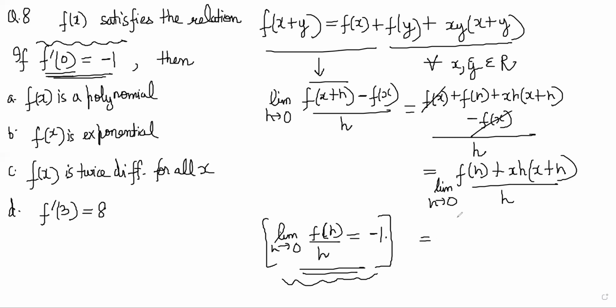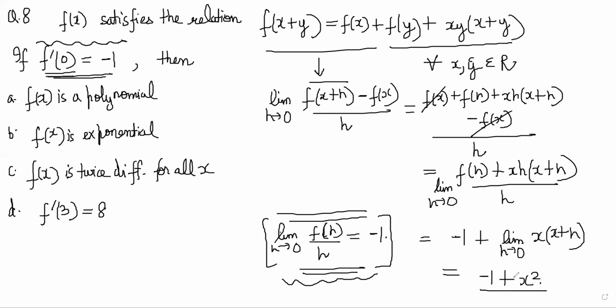So split it apart. This limit we already know, right? This part is -1, plus limit h tends to 0. h cancels here. So x into x plus h. So it is -1 plus x squared, which is very nice because now you know f dash x is equal to -1 plus x squared.